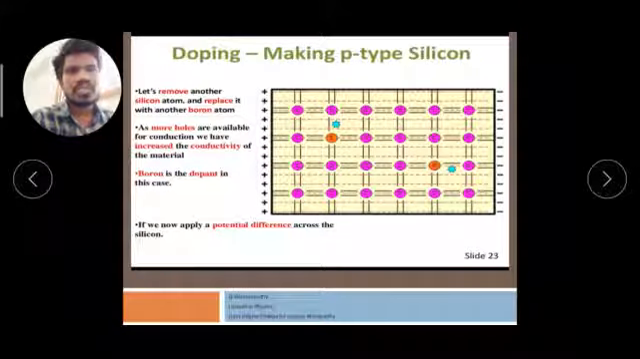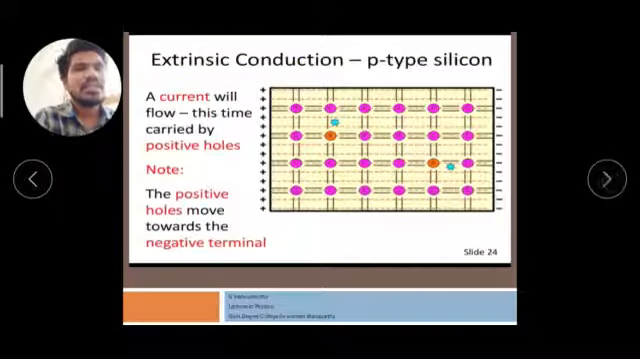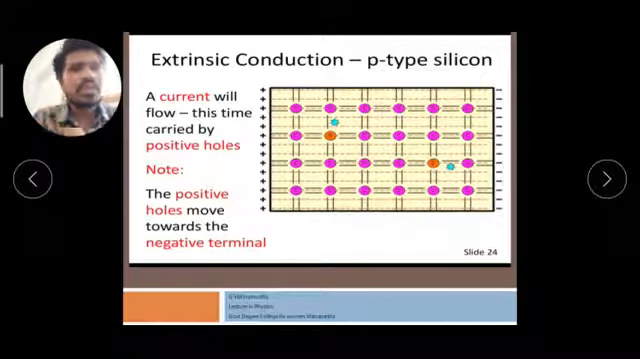So the motion of the electrons and the motion of the holes cause the current conductivity in the p type material. So this is about p type material. A current will flow, this time carried by the positive holes.